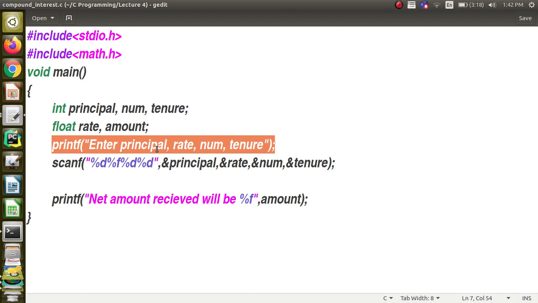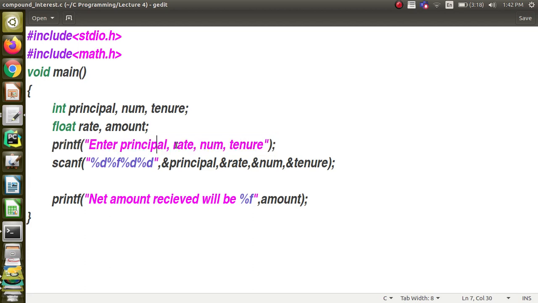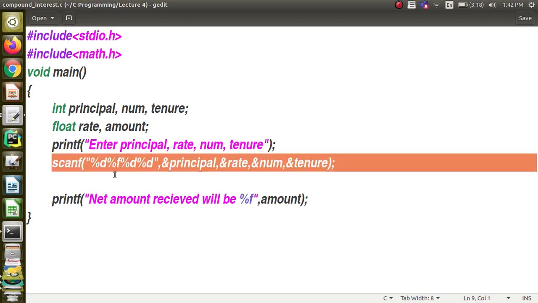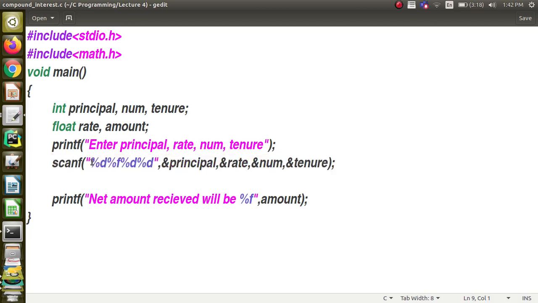So first he has to enter the principal amount, next he has to write the rate of interest, third he has to enter the number of times the amount will be compounded, and fourth is the tenure for which he is going to make the investment. And I am using the scanf function. When you use the scanf function, be careful about the format string.